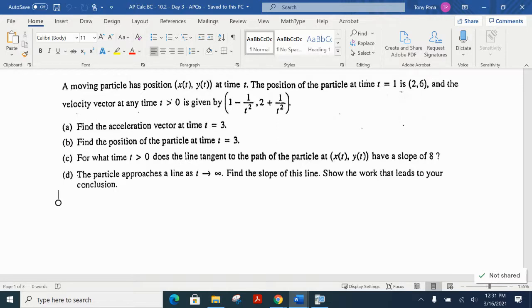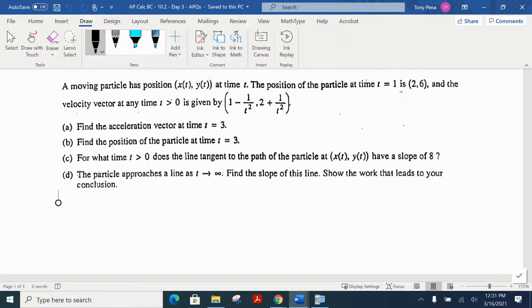Pretty simple little setup. They tell you that a particle has an x position of x of t, y of t. So they're telling you this is the idea of a parametric equation. Here's your initial position. At the time of 1, our x position is 2, our y position is 6. And then they give you the velocity vector. Notice in this case, when they wrote it, they didn't use i j notation. They just wrote this as an ordered pair. They didn't even use the carets. They just used regular old parentheses.